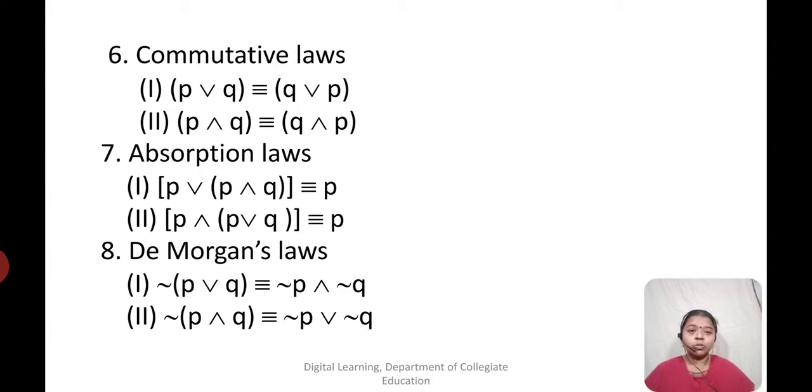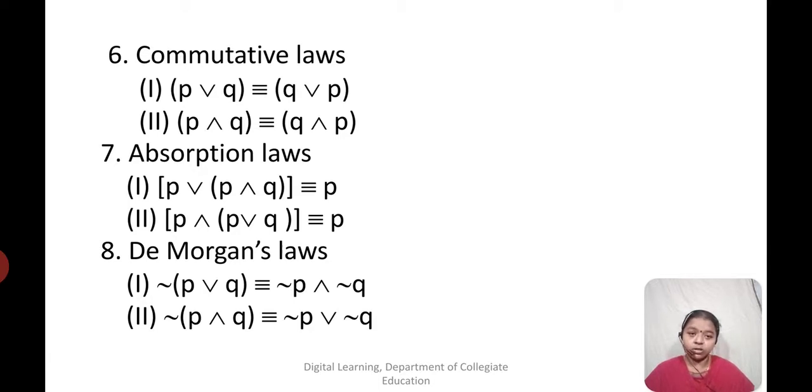The next one is commutative laws. Now this is very clear for you all, which you have been studying from high school, isn't it? So P or Q is logically equivalent to Q or P. P and Q is equivalent to Q and P. This is like A union B is equal to B union A, and A intersection B is equal to B intersection A. Next one is known as absorption law. A proposition gets absorbed here. Now look into the first one. It says P or (P and Q) is logically equivalent to P. So here Q is getting absorbed by P. The next one says P and (P or Q) is equivalent to P.